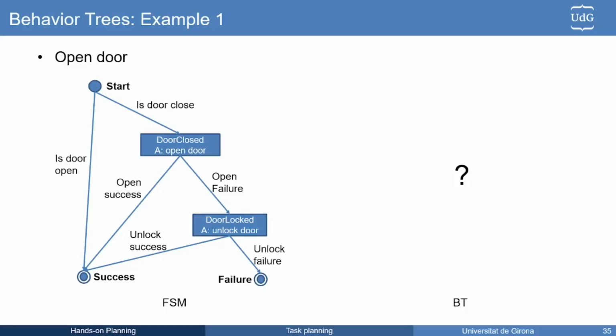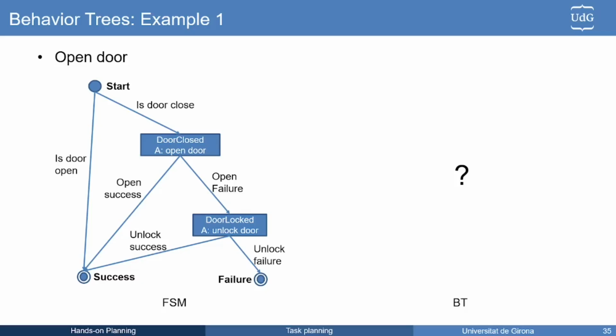Unlock. Maybe here it will be better to do something like a sequence in which we first try to unlock, and then only if we are able to unlock, we then open. Something like that, for instance. Something like that will work, okay?